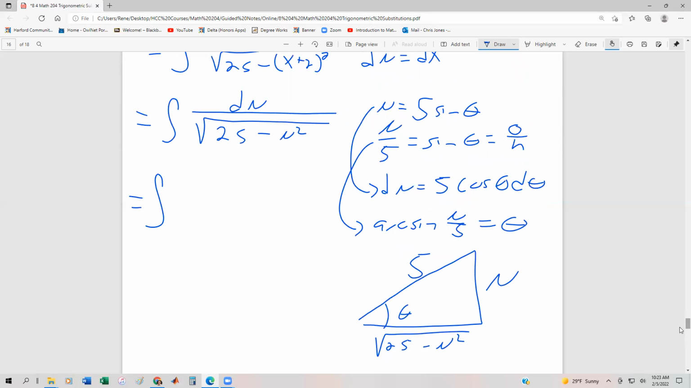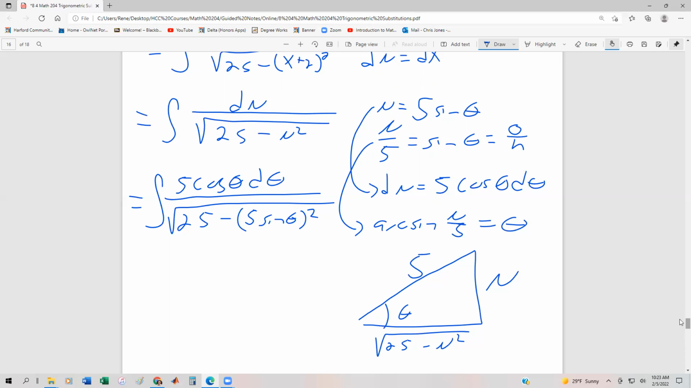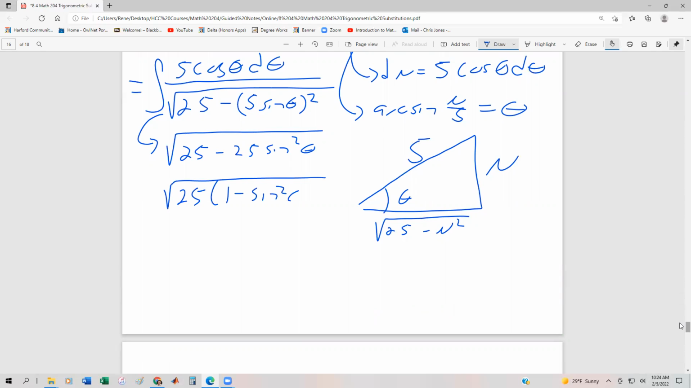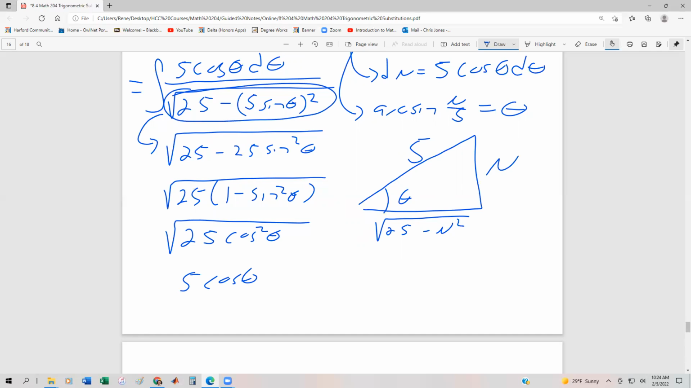So now in terms of theta, we know that du is going to be 5 cos theta d theta. And then under the radical, this is going to be 25 minus 5 sine of theta squared, just by substituting for u and for du. Now we're just going to work on the radical as we did in the other problems. So the square root of 25 minus 25 sine squared theta, factor out 25, 1 minus sine squared theta. We'll use the Pythagorean identity, 25 cos squared theta, use algebra, 5 cos theta. So where we see this radical, we're going to substitute 5 cosine of theta.